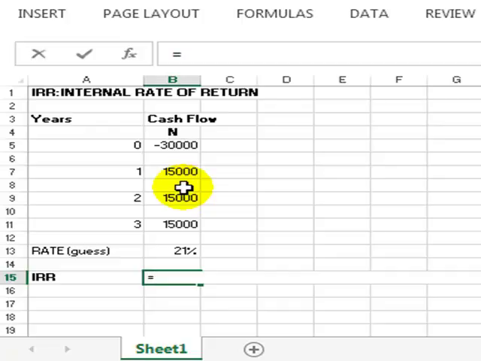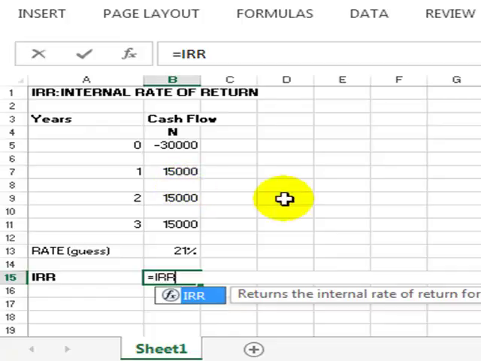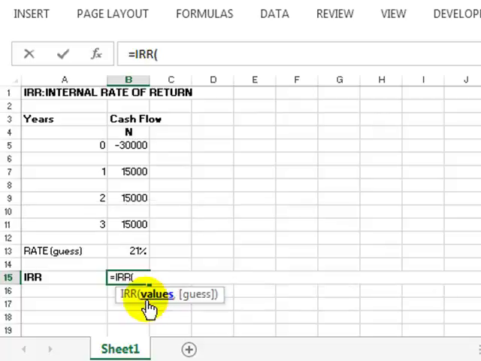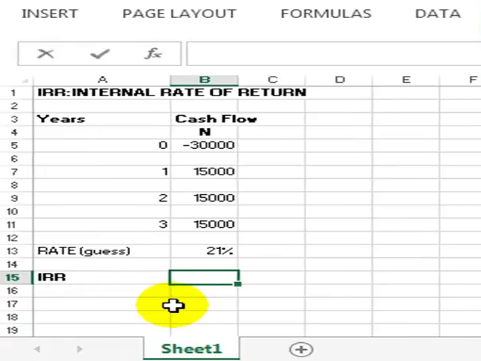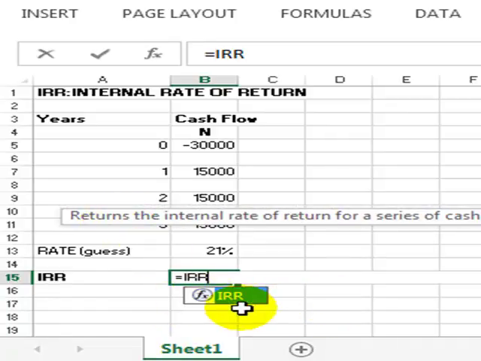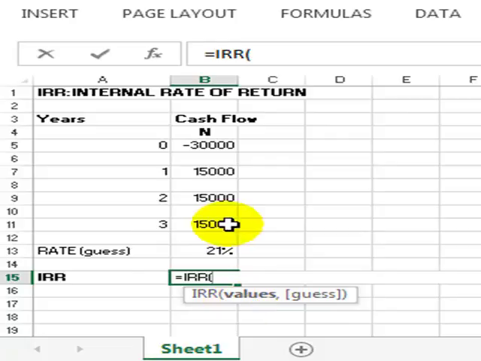So now let's type equals and type the IRR function. Always remember to read this brief description, as I said earlier. Let's double click this. Now look at the information Excel requires from us in order to perform this analysis. The first information is the values. We have to provide the values for Excel in order for Excel to perform this analysis.